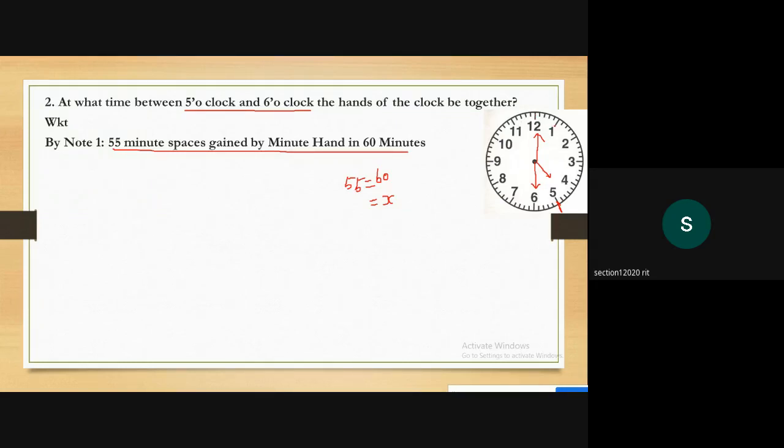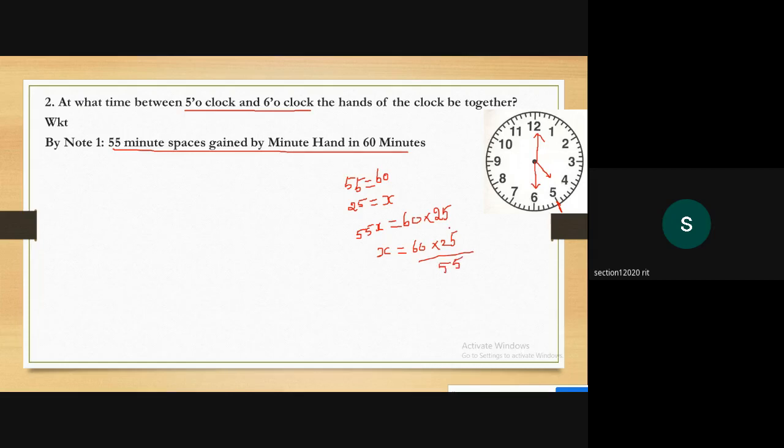See here, 5, 10, 15, 20, 25. So 25 is x. Now you try to cross multiply. So I can write directly, 55x is equal to 60 into 25. I need to know the value of x, so I'm writing x is equal to 60 into 25 divided by 55.